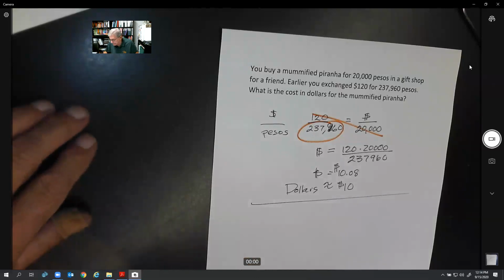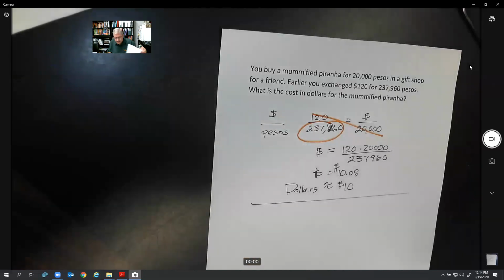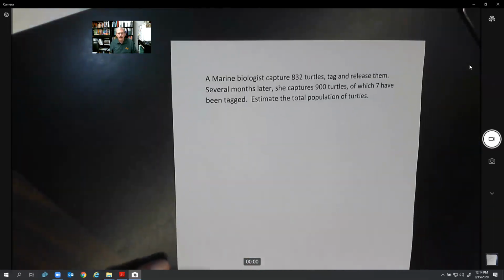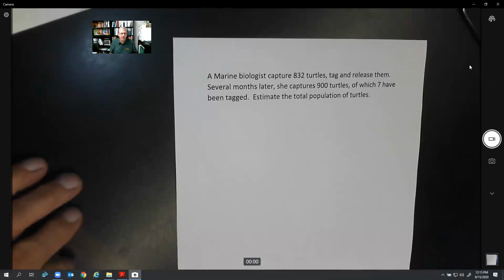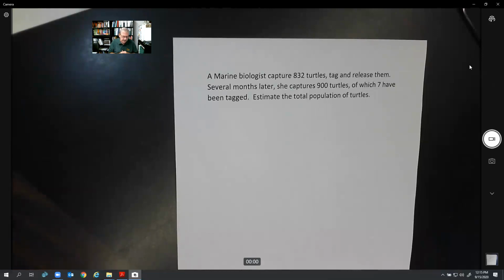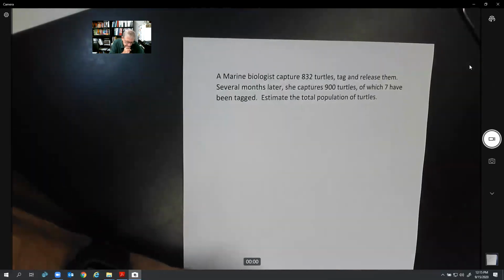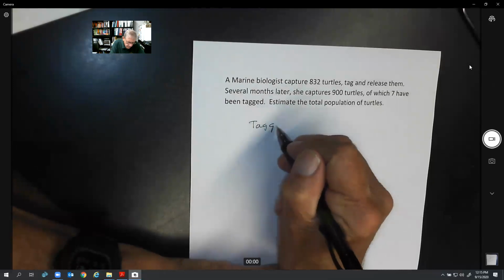Let's try another one here. Proportion. This is kind of a tricky problem. So we're going to take a look at this one. Let's put this off to the side. A marine biologist captures 832 turtles, tags and releases them. Several months later, she captures 900 turtles, of which 7 have been tagged. Estimate the total population of turtles. Okay, kind of tricky. Let's see if we can set up a proportion. How should we set this up? Let's set it up as tagged over total.